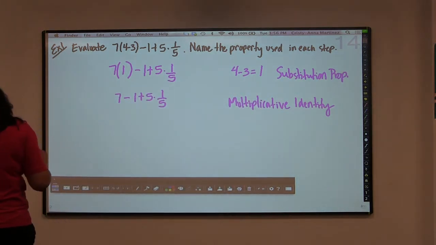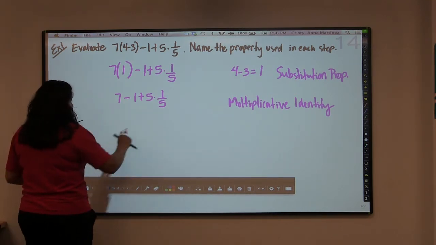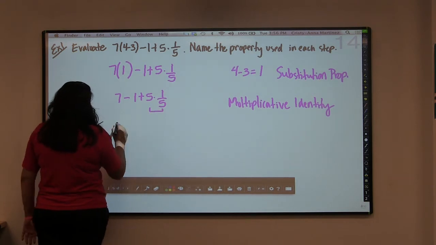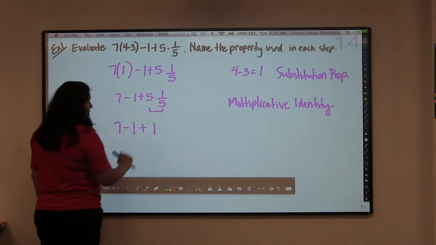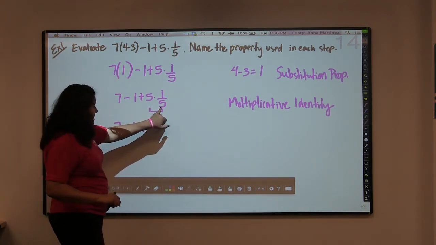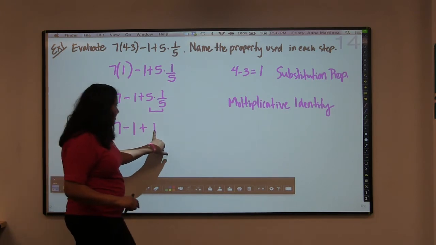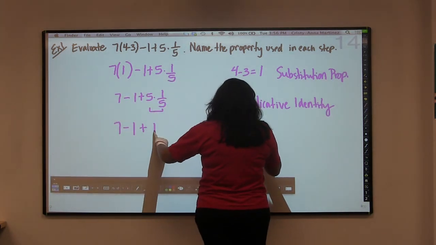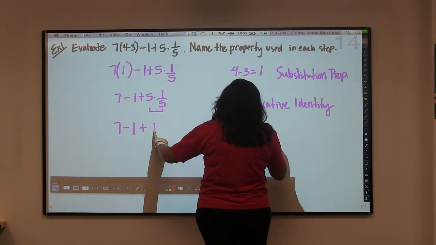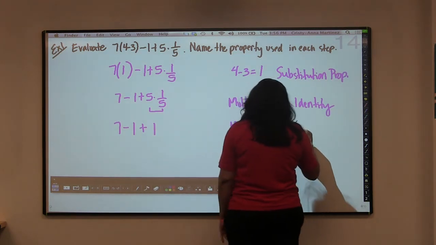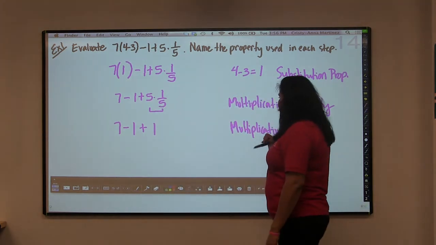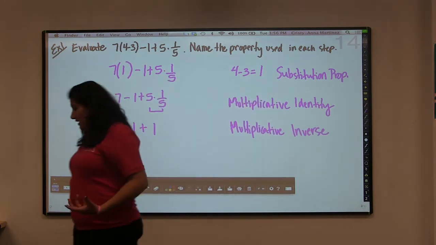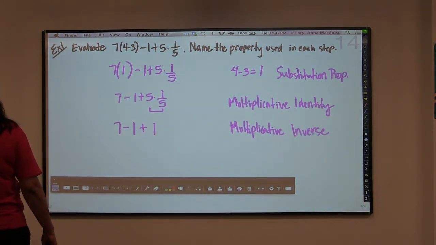All right, and then our next thing to do would be the 5 times 1/5, because that's the other part of the multiplication. So 7 minus 1 plus 1, because 5 times 1/5 is 1. Whenever you have two inverses, they produce the identity. So in this step, we're going to put multiplicative inverse. We multiplied the two inverses and got the identity. And I said earlier that inverses always produce the identity.